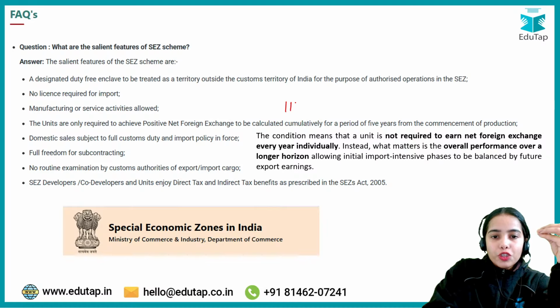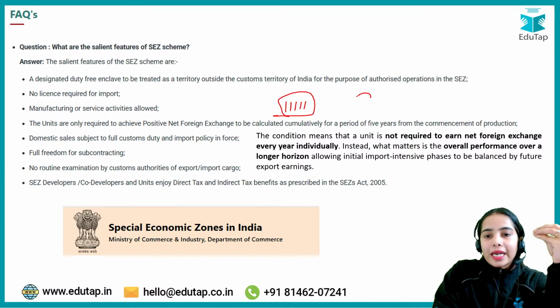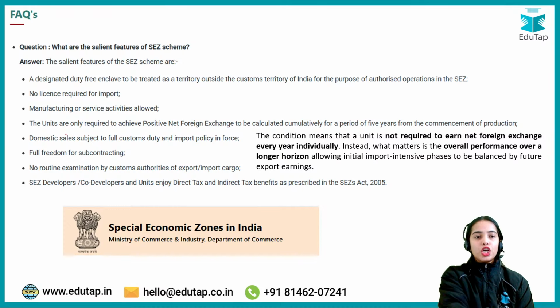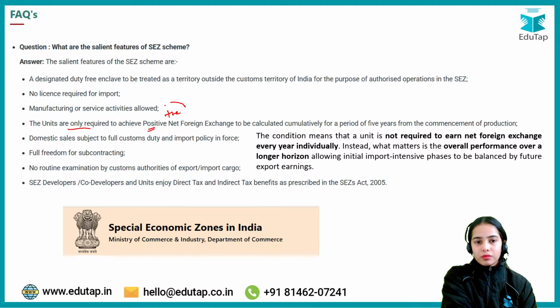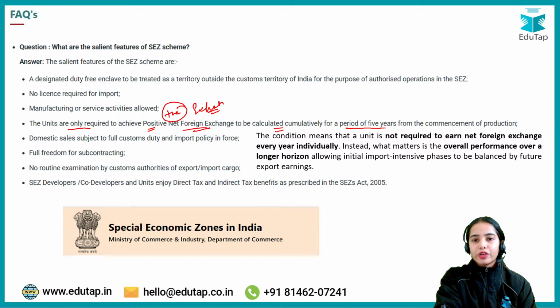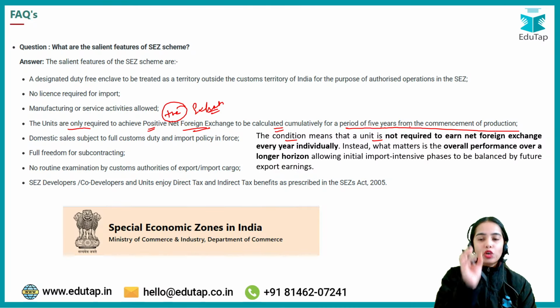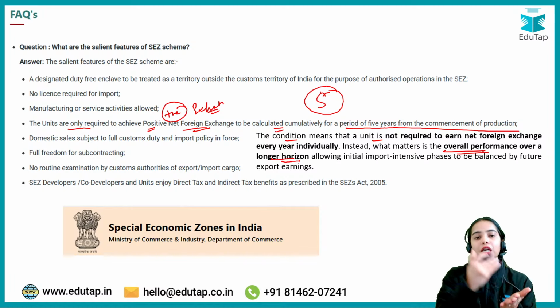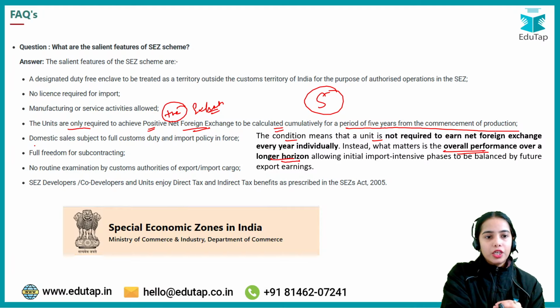So that's why the individual earnings of the years is not seen, right? Rather than that, cumulative earning is seen, so that the units are able to have the positive net foreign exchange, and they can show this positive net foreign exchange. So the units are required to achieve the positive net foreign exchange, that is the positive earnings from the export, to be calculated cumulatively for a period of 5 years from the commencement of production. The condition means that a unit is not required to earn the positive foreign exchange every year individually. Rather, what matters is the overall performance over a longer horizon, that in the 5-year cumulative period, they were able to have the positive foreign exchange earnings. Okay, that is the idea.